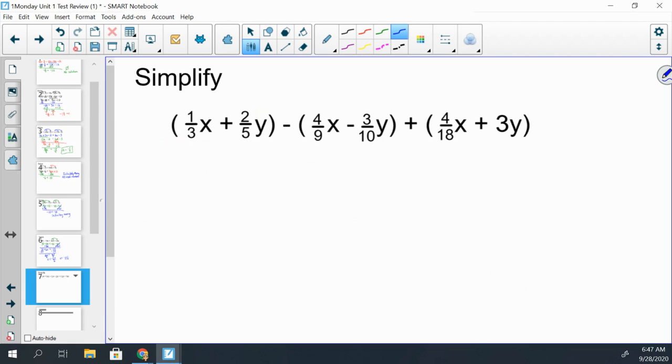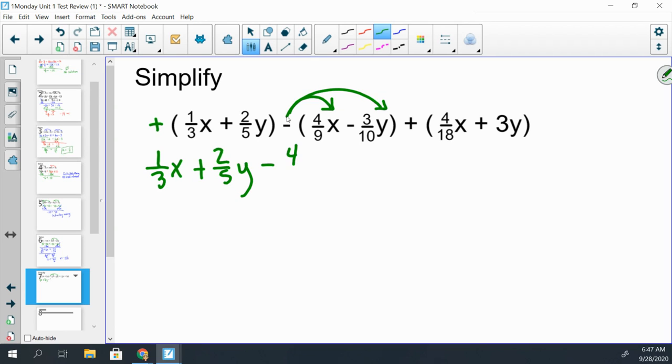Oh, lots of fun fractions. You know, the only thing that really worries me that I can't forget about is this right here. This is a positive, so it doesn't change anything. So if I rewrite this, I still have 1/3 x plus 2/5 y. But this one changes because I have to distribute in that negative.